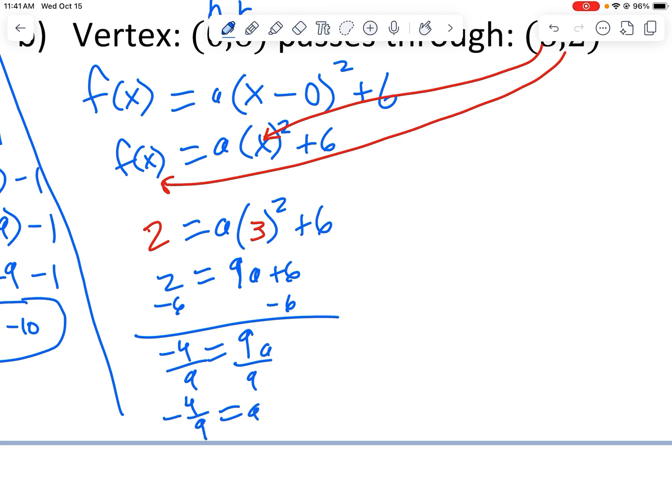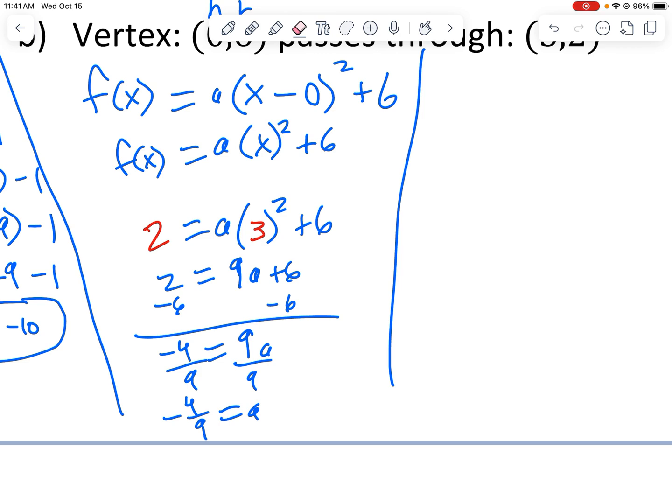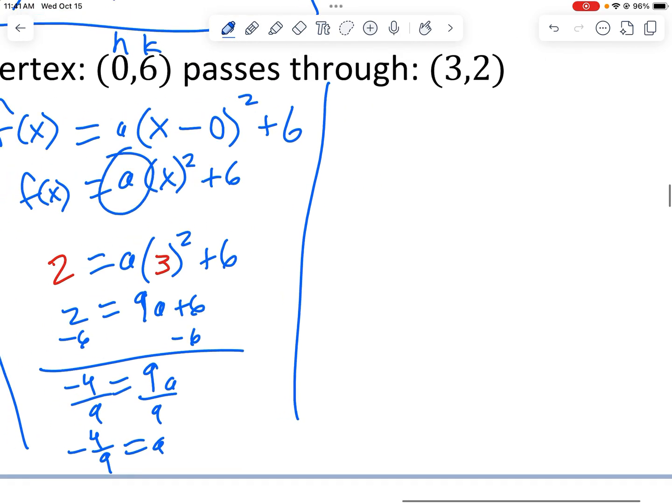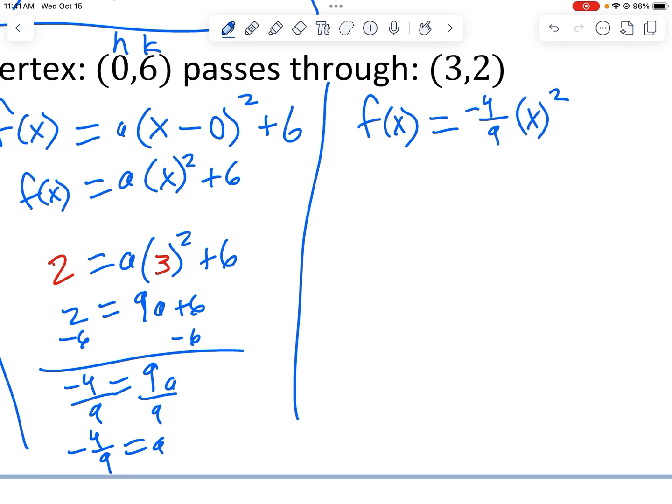Ooh, a little tricky. It's a little fraction. Do not let fractions scare you. But yeah, there's fractions. Let me get those out of the way so they get a little easier to see. Now I'm going to plug this a value in here and simplify it down into standard form. So I got f of x equals negative 4 ninths x squared plus 6. And simplifying this down is pretty easy. This is just x squared. So it's negative 4 ninths x squared plus 6 equals f of x.